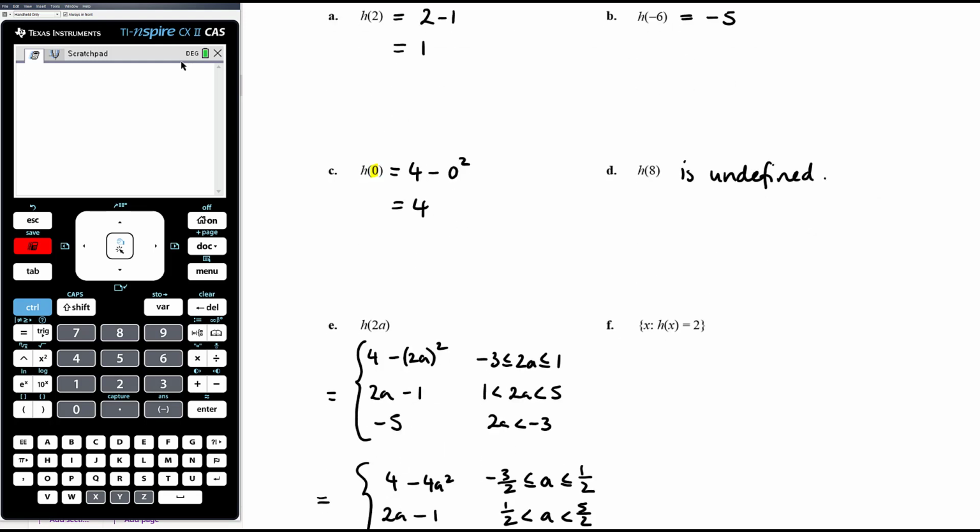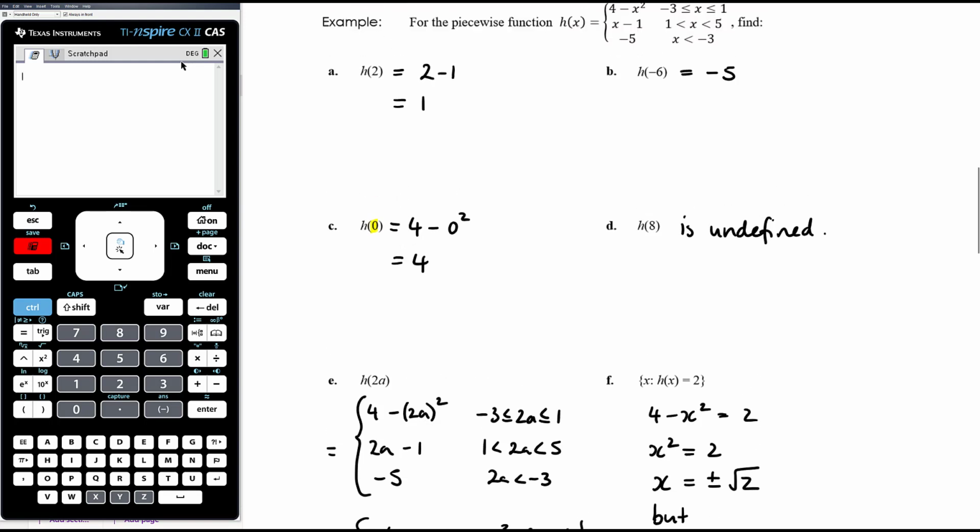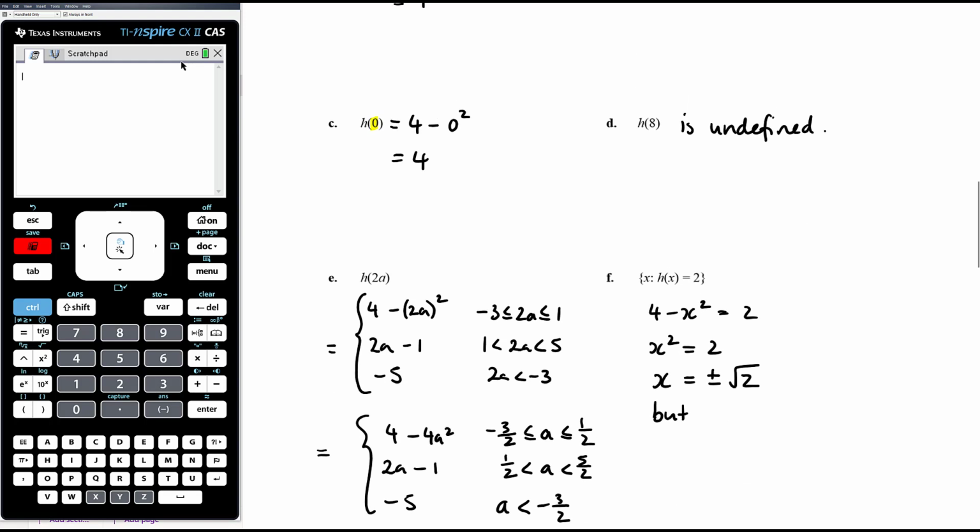Okay, so if we look at 4 minus x squared equals 2, that's going to be x squared equals 2, so I've added x squared and taken away 2, and so x is plus or minus root 2. But for this branch, we know that x is between, what was the domain for this branch? Negative 3 to 1 inclusive.